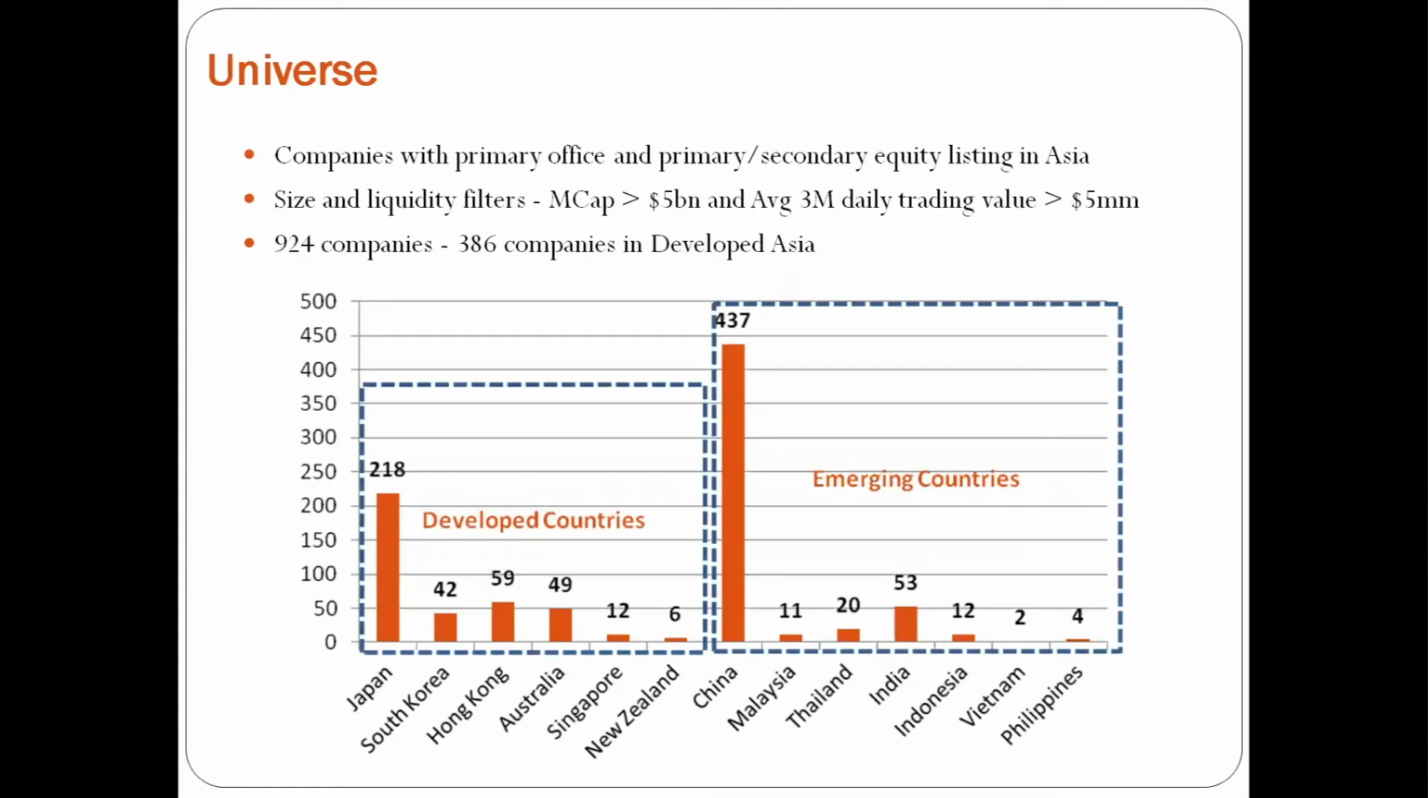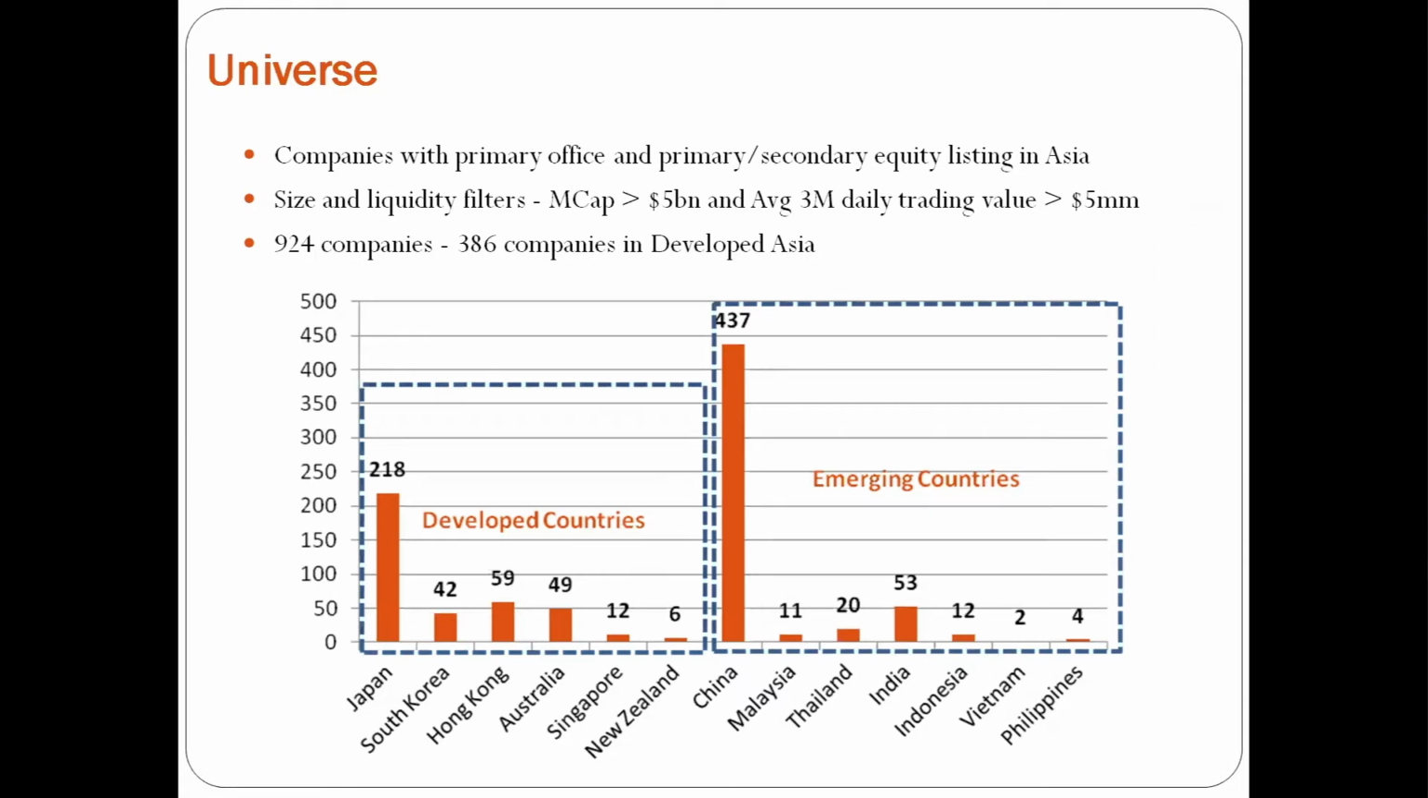Coming to the universe, we have restricted ourselves to Asia, and we have further applied liquidity and size filters. For market cap, we have applied a minimum threshold of $5 billion, and for daily liquidity, we need at least $5 billion, so as to narrow down the universe to more actionable ideas. And this yields us about 920 plus companies, of which about 400 are in developed Asia and the rest are in emerging Asia. So a pretty healthy mix across various countries in Asia, although dominated by China and Japan majorly.